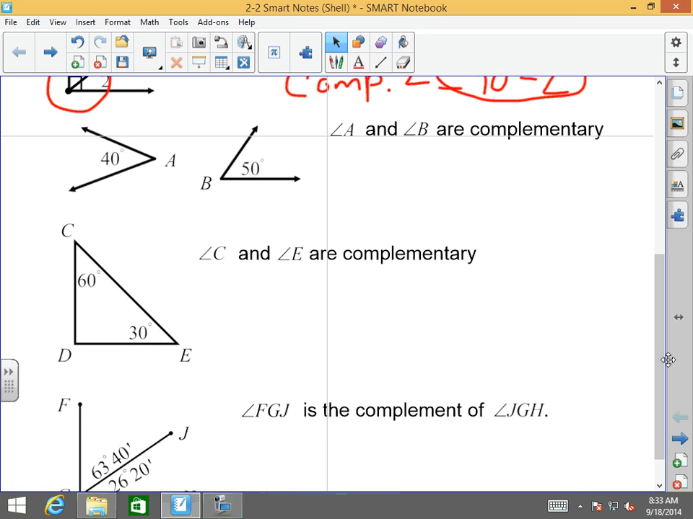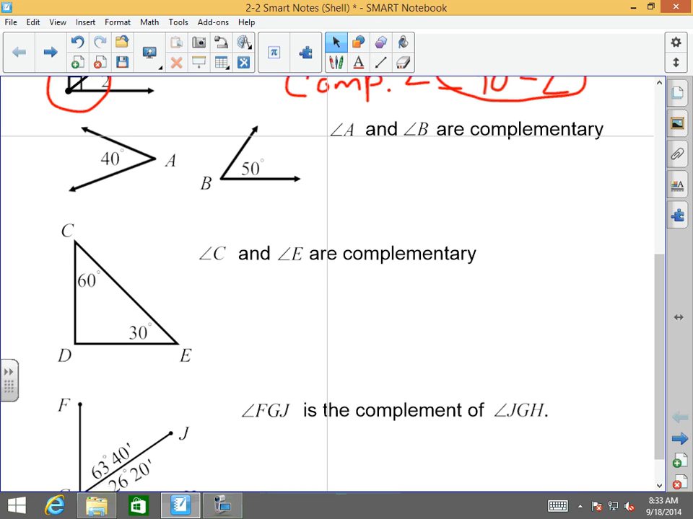Let's look at our third figure. We have triangle CDE. Angle C is 60 degrees. Angle E is 30 degrees. So that means that angle C and E are complementary. Angle C is a complement of E, and angle E is a complement of angle C. This will be a special right triangle, but we'll get into that later. But thank you. Good memory, sir.